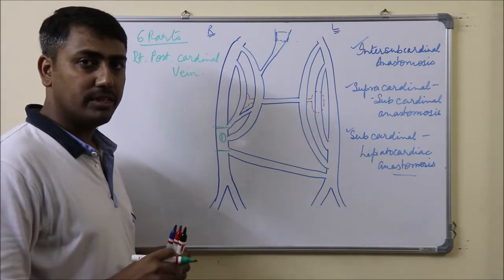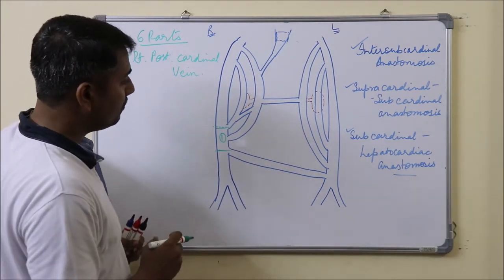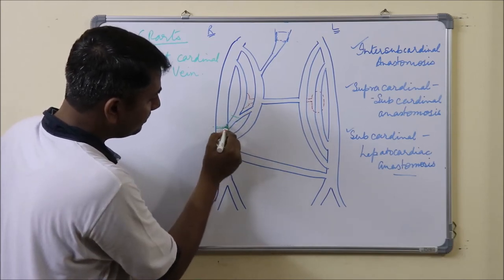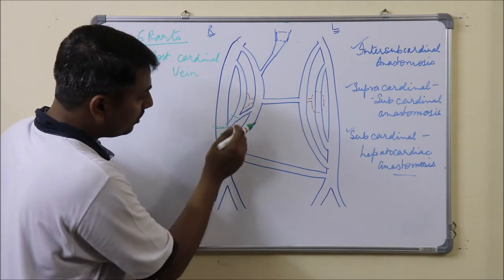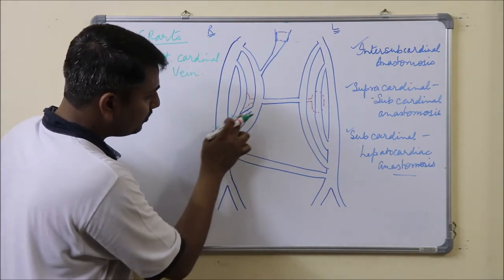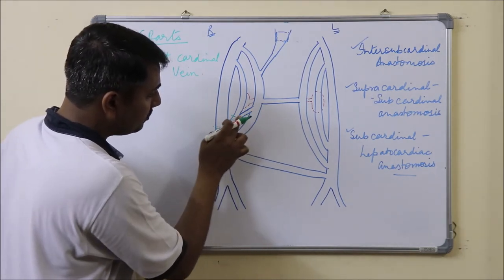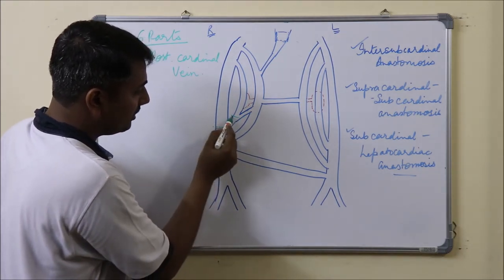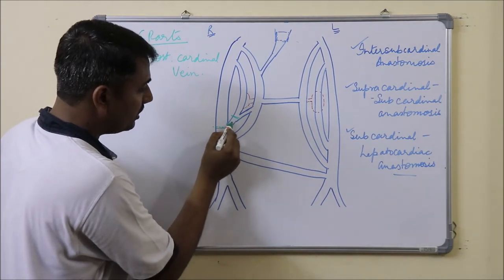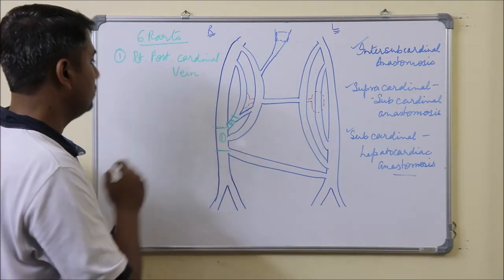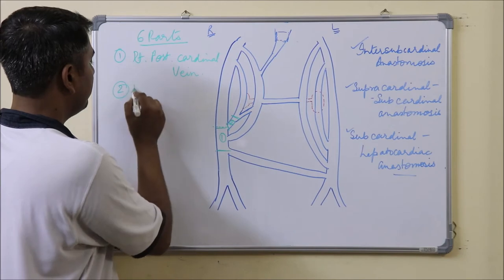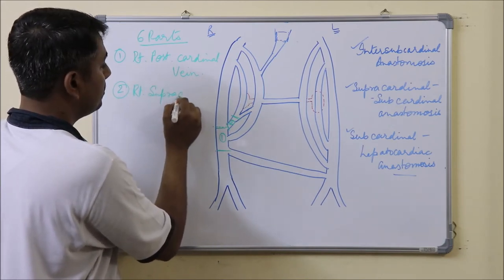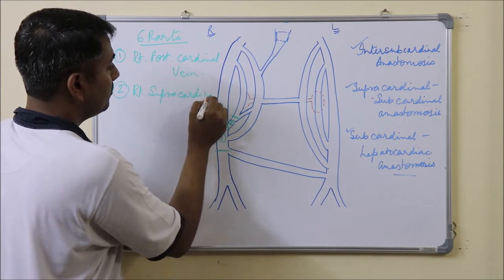The second part of the inferior vena cava is formed by the right supracardinal vein, from the junction of the supracardinal subcardinal anastomosis to the junction of the supracardinal with the posterior cardinal vein. So from here to here forms the second part of the IVC. So the second part is formed by the right supracardinal vein.